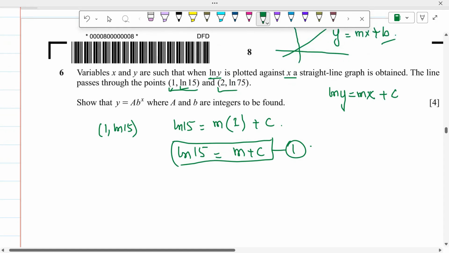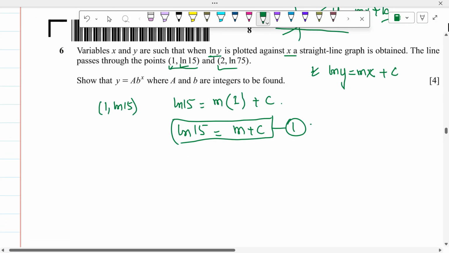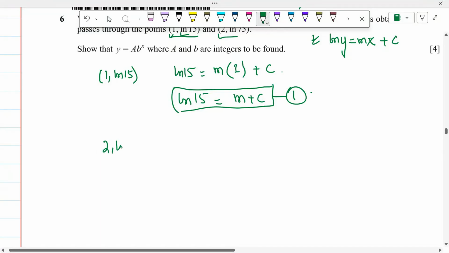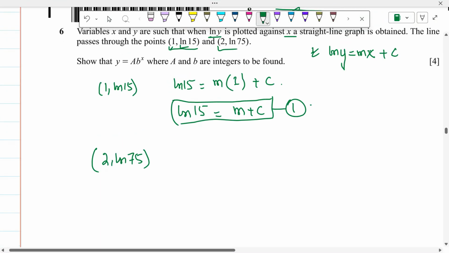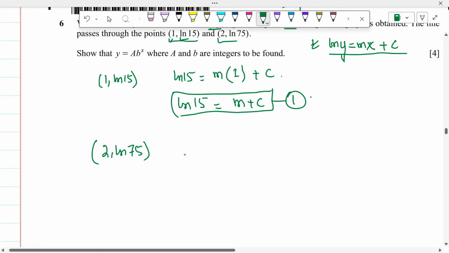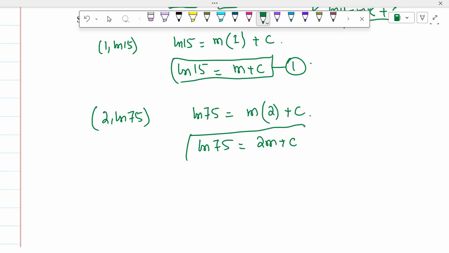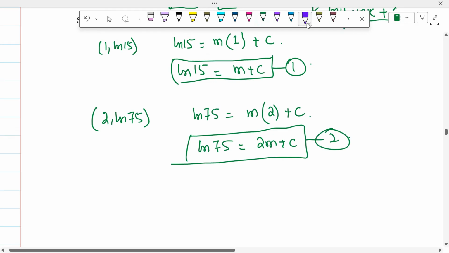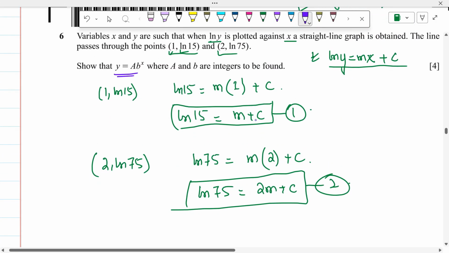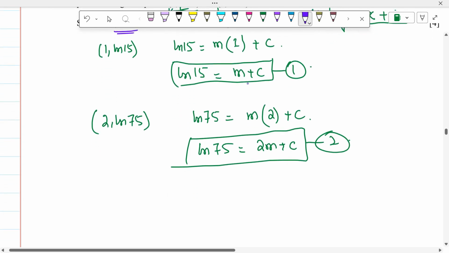Similarly, we have another point which also satisfies this equation, so we can plug this point in. The point is (2, ln 75). Plugging this point in, we will have ln 75 is equal to m times x, where x is 2, plus c. So we will have ln 75 is equal to 2m plus c. This is equation 2. We need to find the equation, so first we find the slope and constant by using these two equations. If we solve these two equations simultaneously, we can find the values of m and c.